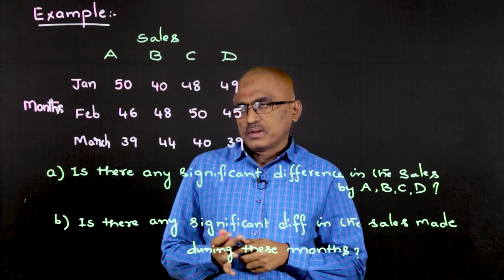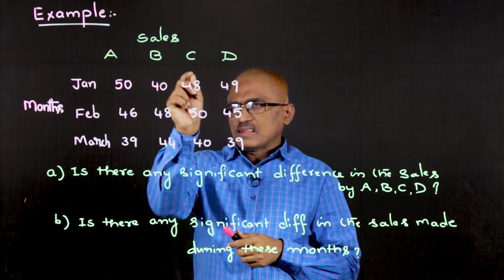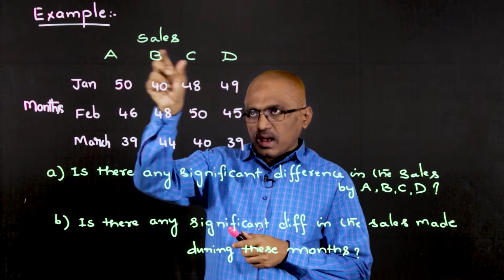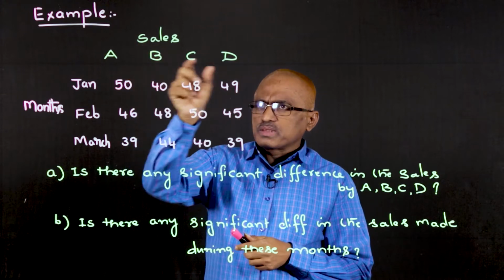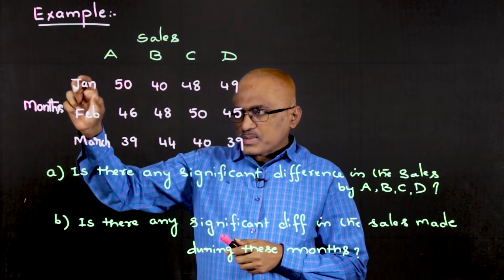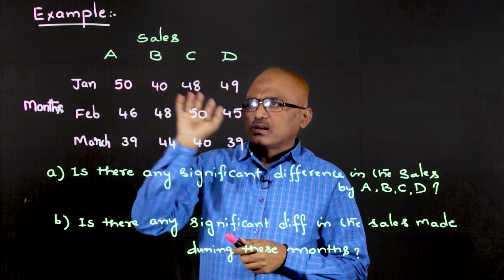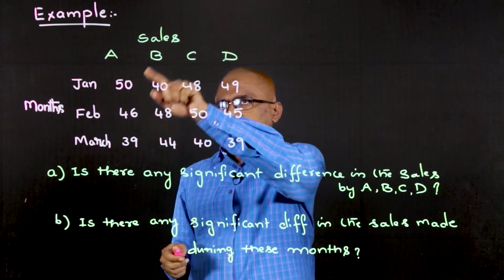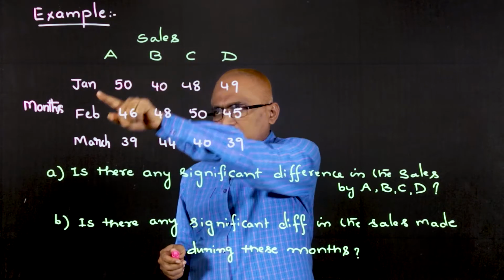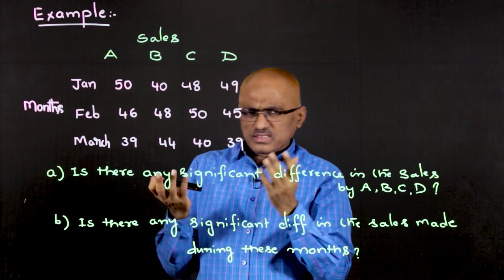Now we'll take this example. So we had sales done by 4 groups, or 4 teams A, B, C, D, with respect to months, which is Jan, February, March. Suppose if you take this 50, that is the sales done by A team in the month of Jan, is 50 lakhs, 50 crores.